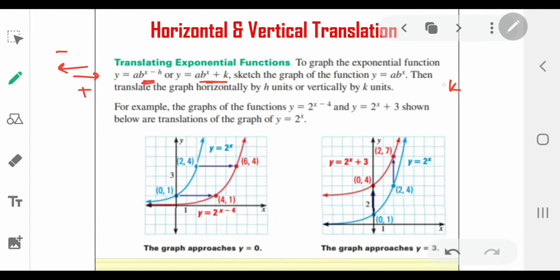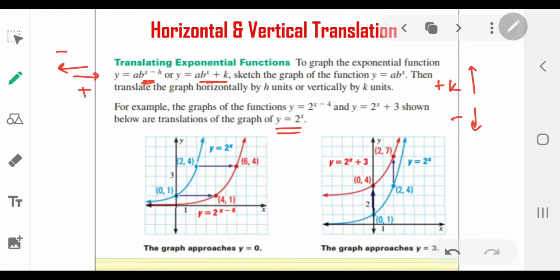And if this k, when you add, it's up. When you subtract, it is down. Okay? Let's see if it's required from you to graph this example, y equals 2 to the power x minus 4. If you want to graph y equals 2 to the power x minus 4, you start by graphing the original basic function before subtracting the 4.